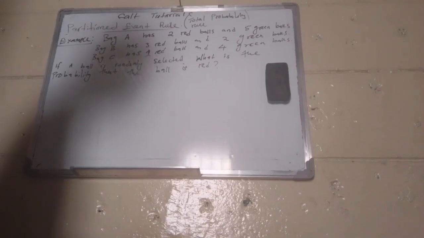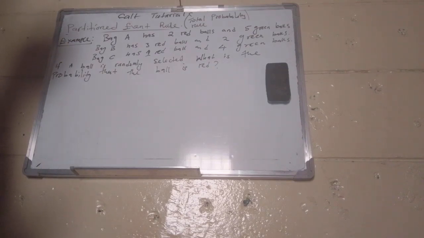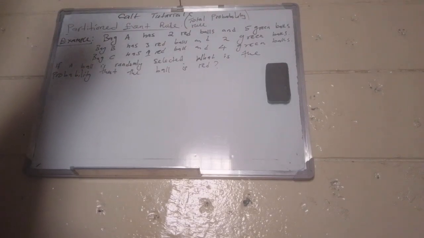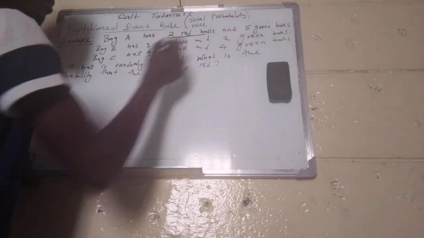So with that information, I'm able to find the total probability using the partitioned event rule. Now, let's look at an example involving the partitioned event rule. We are told that we have 3 bags. Bag A has 2 red balls and 5 green balls. Bag B has 3 red balls and 2 green balls. And bag C has 1 red ball and 4 green balls. So this is the information we have.